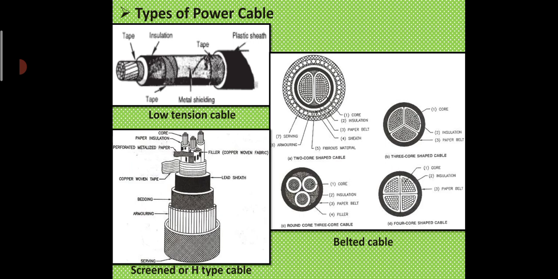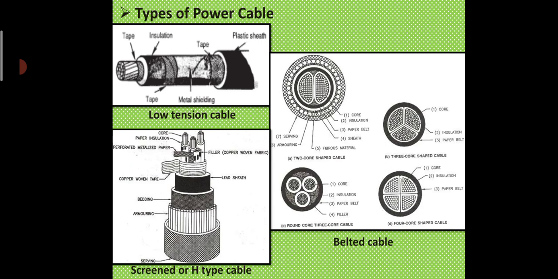Low tension cable. Vulcanized india rubber, VIR, cables are manufactured for voltage ratings of 250, 440 and 650 up to 1100 volt. Aluminum or copper core is used. Insulation of VIR is provided on the core. Braiding of cotton, tough rubber sheath or metal sheath is used.